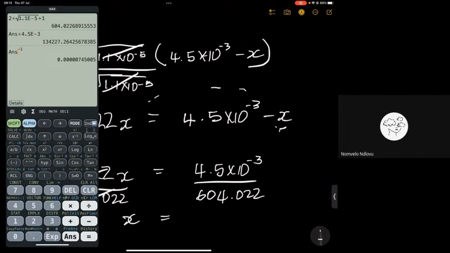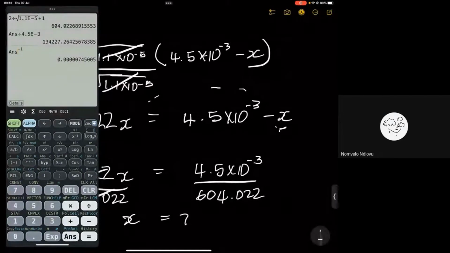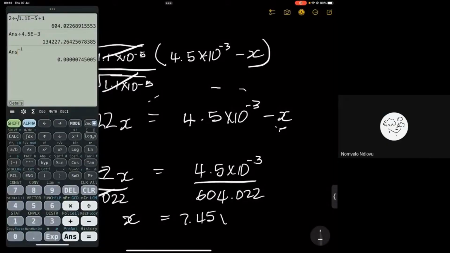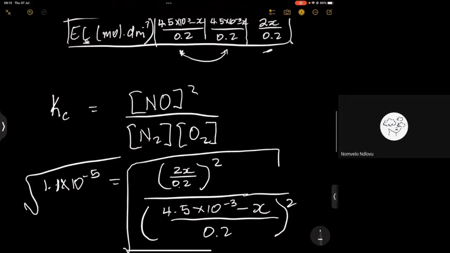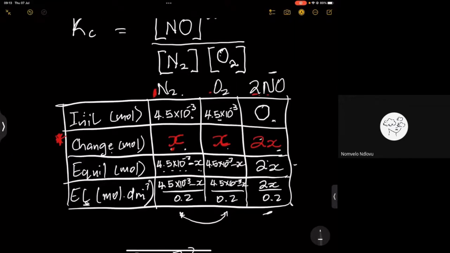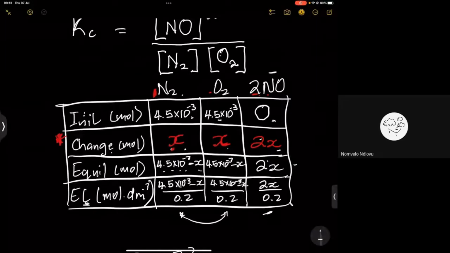Right, so let's put it in. I get the number 7.45 times 10 to the power of negative 6 moles. So I've gotten the value of x. Sorry, Ruti, this is such a terrible example in terms of just the working out, but I'm trying to show you how to go about answering these kinds of questions.